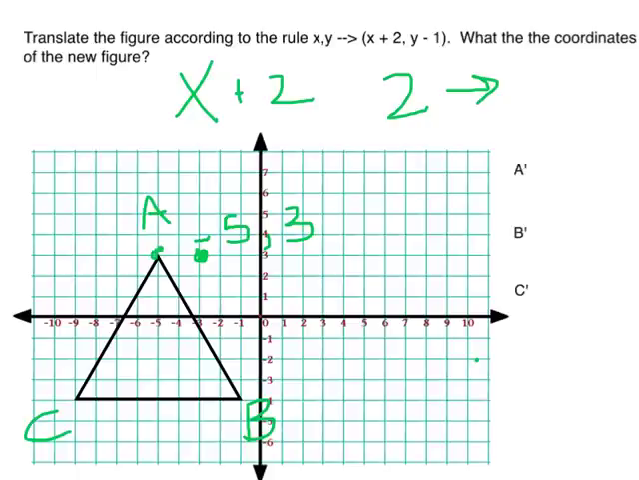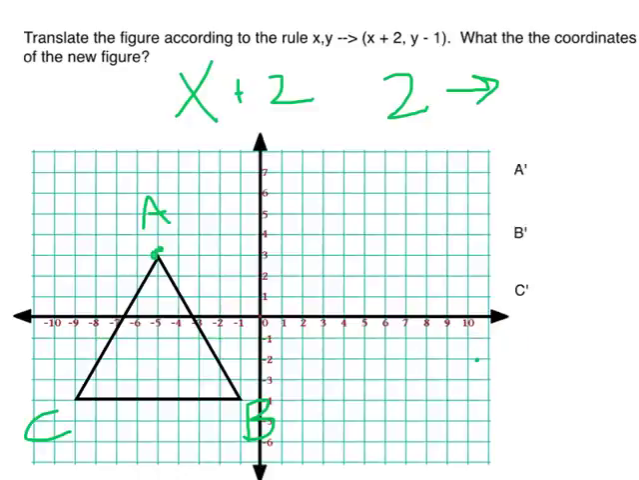So my x value is changing by 2. It's increasing by 2. Another way that you can remember that is my x-axis is my horizontal axis. It moves from left to right. And if you look at the numbers on my x-axis, as I move to the right, my numbers are increasing. They're getting bigger. So if I want to increase my x value, I'm going to move my figure to the right. So x plus 2 simply means move 2 steps to the right.